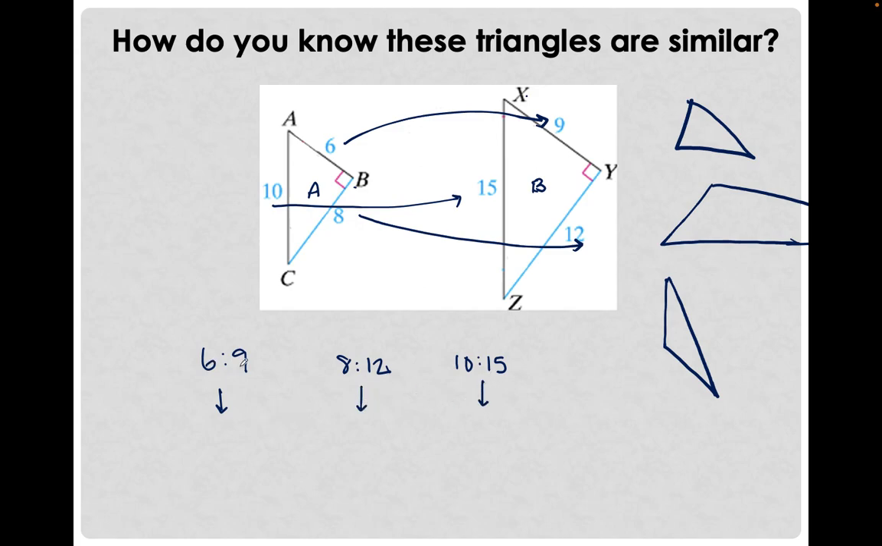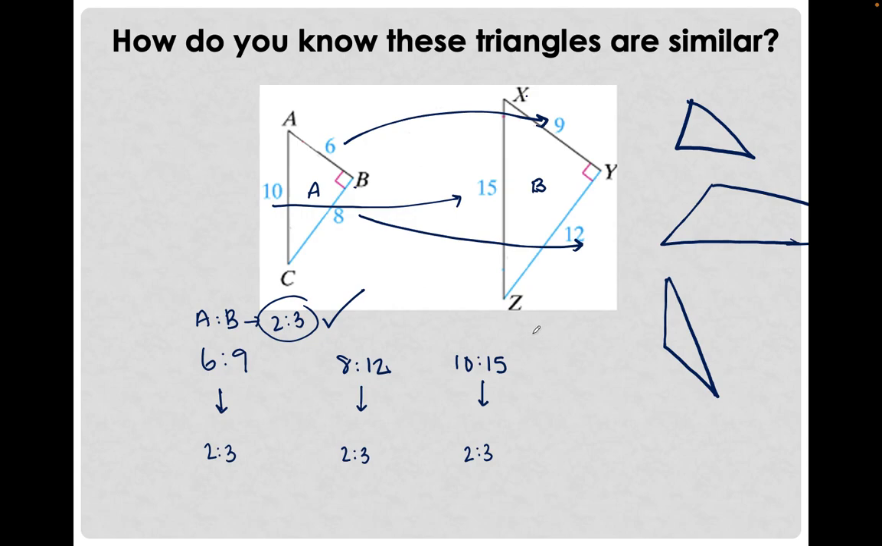So in this case, 6 and 9 can both be divided by 3, which gives us a ratio of 2 to 3. 8 and 12 can both be divided by 4, which also gives us a ratio of 2 to 3. And lastly, 10 and 15 can both be divided by 5, which gives us a ratio of 2 to 3. So this means that triangle A to triangle B has a consistent ratio of 2 to 3. So that means this is similar, they are proportional, which also means that all of our angle measures are actually the same.